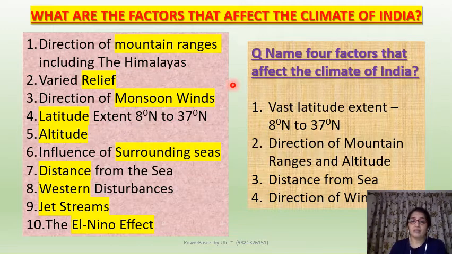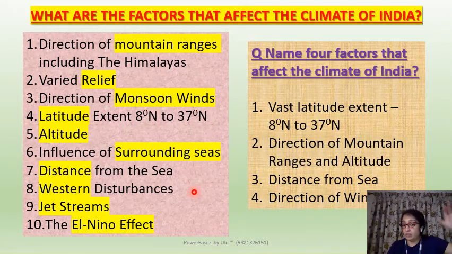What are the factors that affect the climate of India? There are 10 of them. We'll learn each one individually. Direction of the mountain ranges, including the Himalayas. Varied relief features, meaning various landforms. Direction of monsoon winds, very important. Latitudinal extent: above the equator, 8 degrees to 37 degrees north. Altitude, height from the sea. Influence of surrounding seas, distance from the sea: are you in the interiors, are you on the coast?